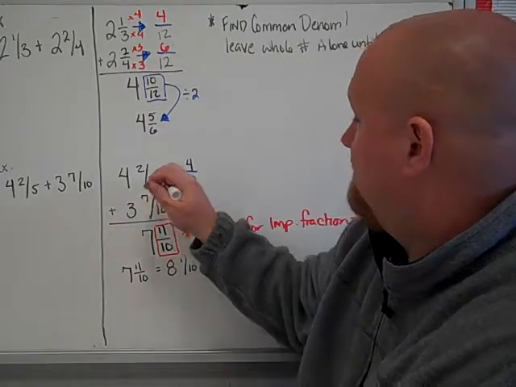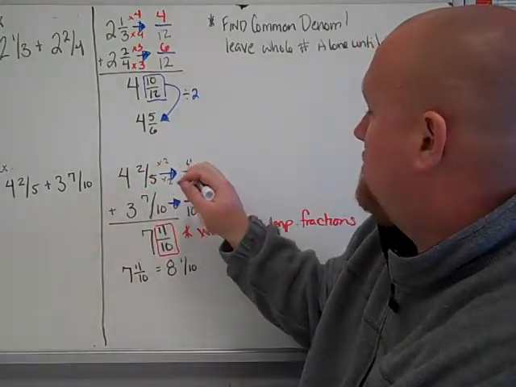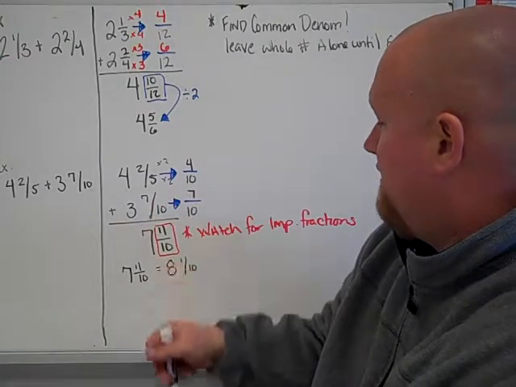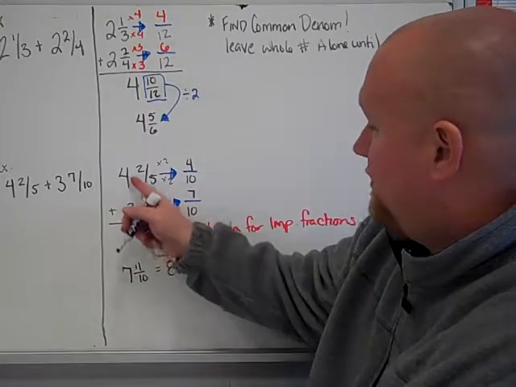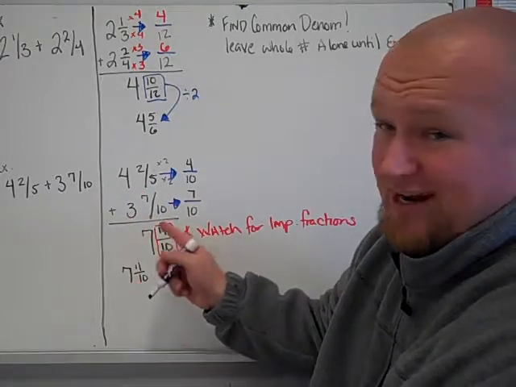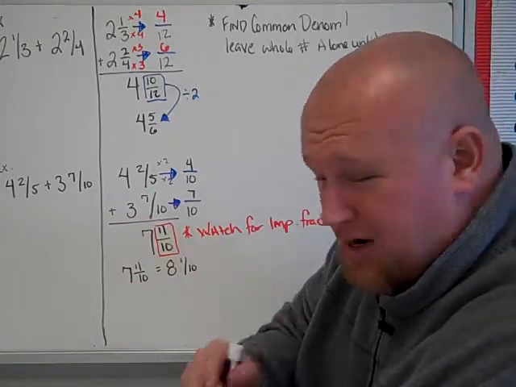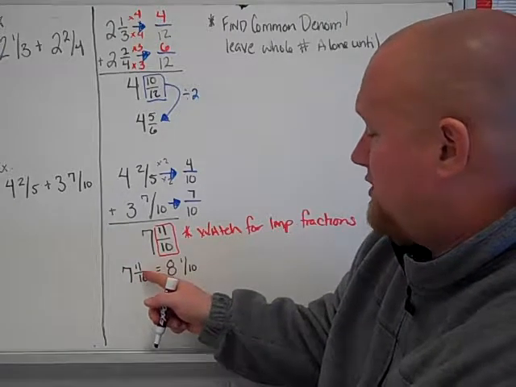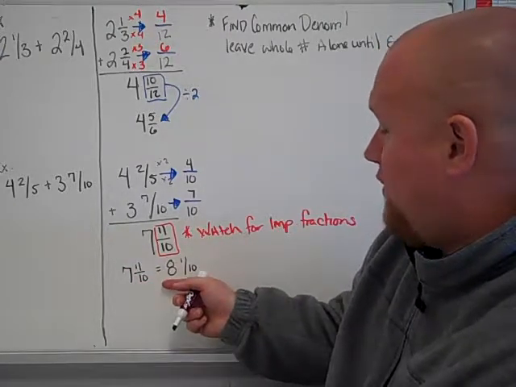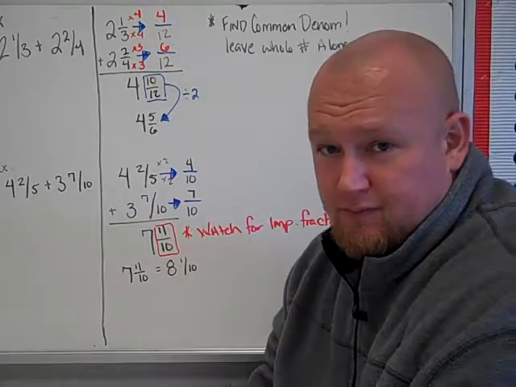Rule number 2. 2 times 2 is 4. 7/10 I leave alone. 4 plus 7 is 11. 11/10. 4 plus 3 is 7. 7 11/10. Watch out for that improper fraction. 7 11/10. That's one whole extra set, which makes it 8 1/10. Okay?